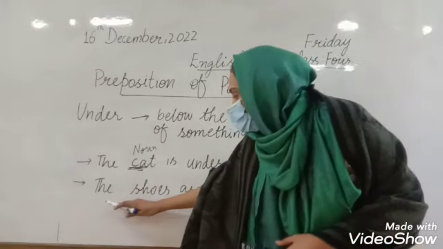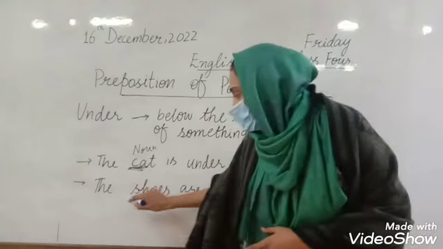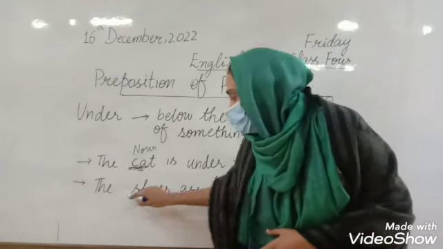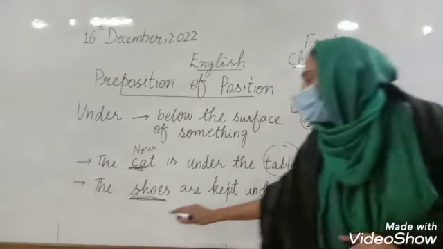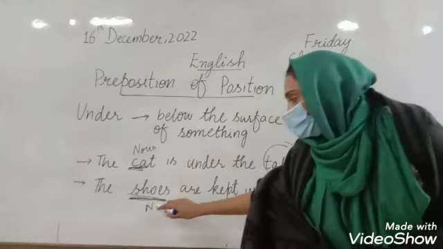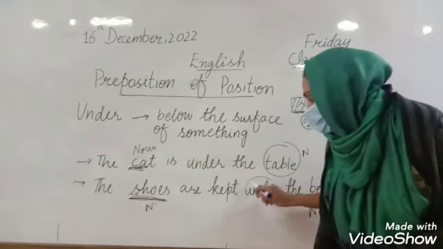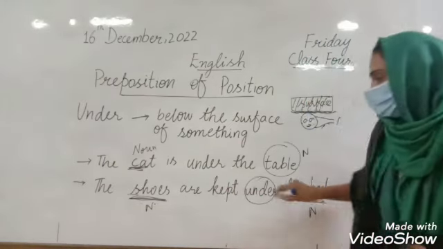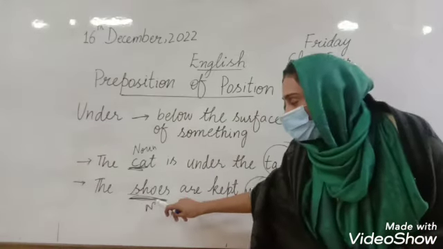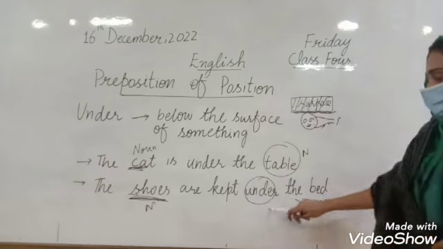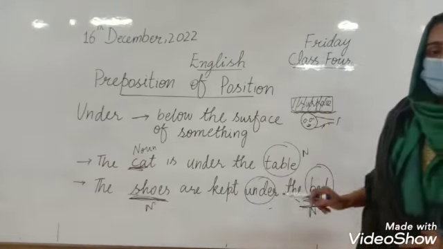Now the second one is: the shoes are kept under the bed. In reference to the shoes and the bed, both are nouns. The shoes in reference to the bed are present under the bed. Shoes are under the bed. Where are the shoes positioned? Shoes are positioned under the bed, below the surface of the bed.